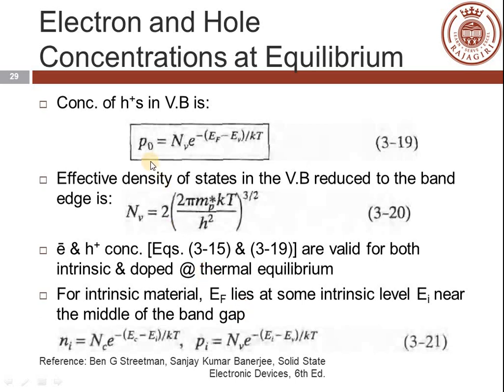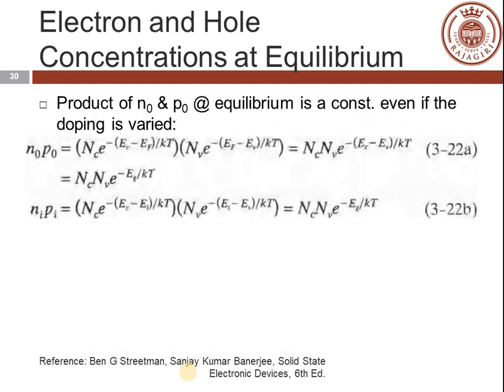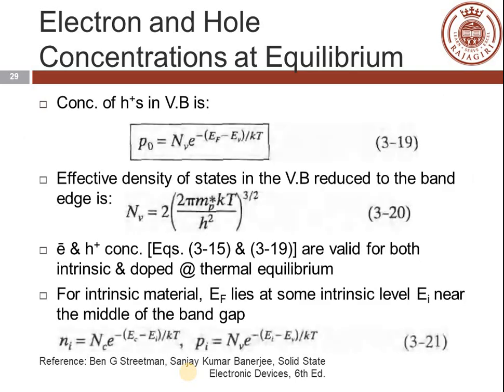So instead of n0 and p0 we'll have ni and pi, and instead of Ef we'll have Ei. So the expressions will be ni equal to Nc times e to the power minus (Ec minus Ei) divided by kT, and pi will be equal to Nv times e to the power minus (Ei minus Ev) divided by kT. Now we will multiply equations 15 and 19, that is, find the product of n0 and p0. Similarly, from equation 21, we will find the product of ni and pi.